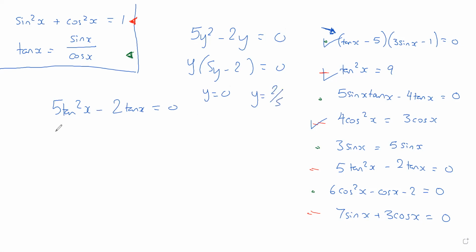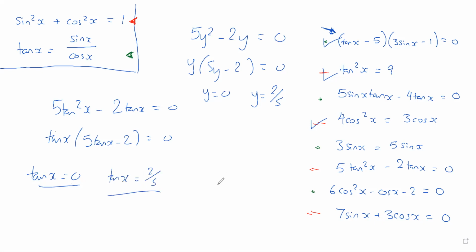Similarly, you take tan x out, you got 5 tan x minus 2 equals 0. That's telling you that either tan x equals 0, so you got to find all the solutions for that, and you also need to find the solutions for tan x equals 2 over 5. I'm not going to bother doing that. Okay.